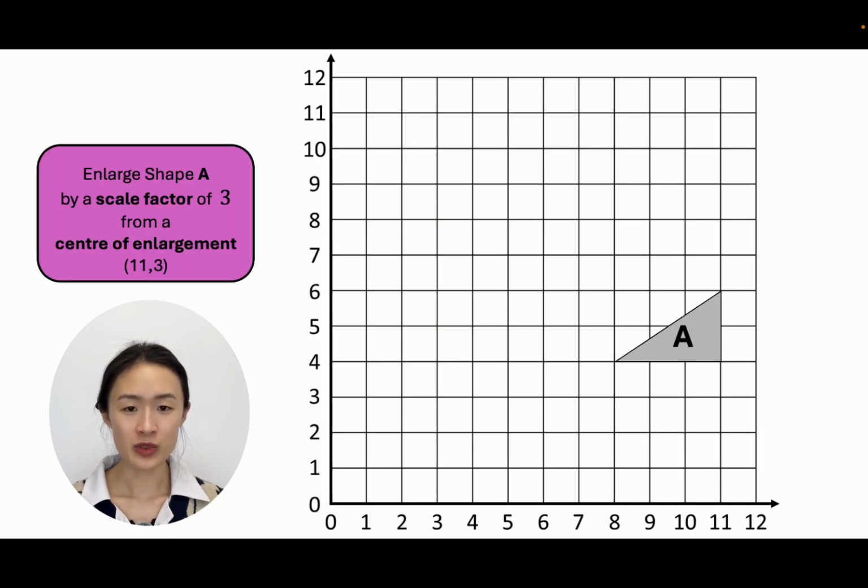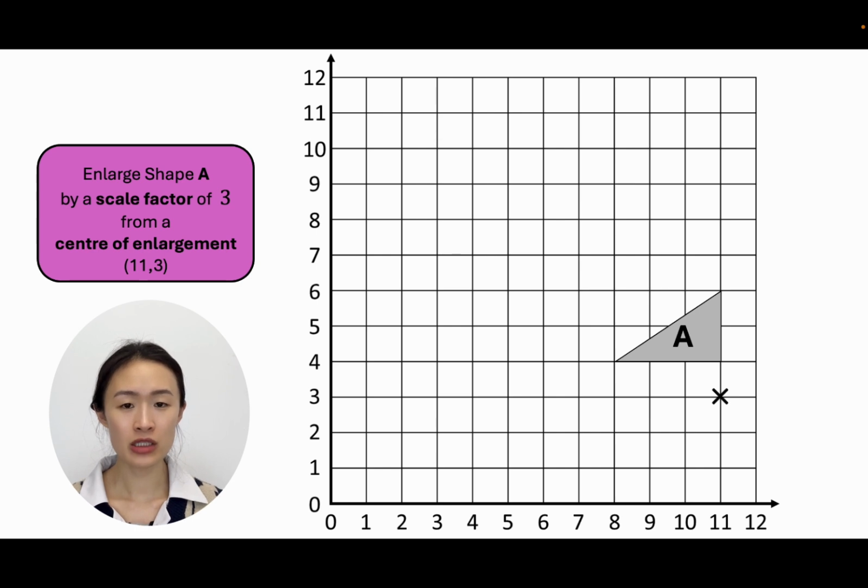So there are different cases. We are going to look at each one of them. So let's first look at a positive number that is greater than 1. So in this question, what we want to do is to enlarge this triangle by a scale factor of 3 about the center of enlargement 11, 3. Okay, so what I needed to do is to label the center first.